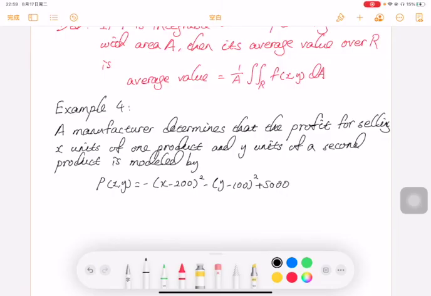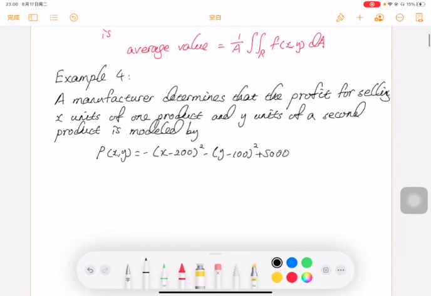plus. So here, just by looking at this profit function, we know that the optimum number of units sold is 200 for product 1 and 100 for product 2. If you sell any fewer than that or any more than that, you don't make as much profit.